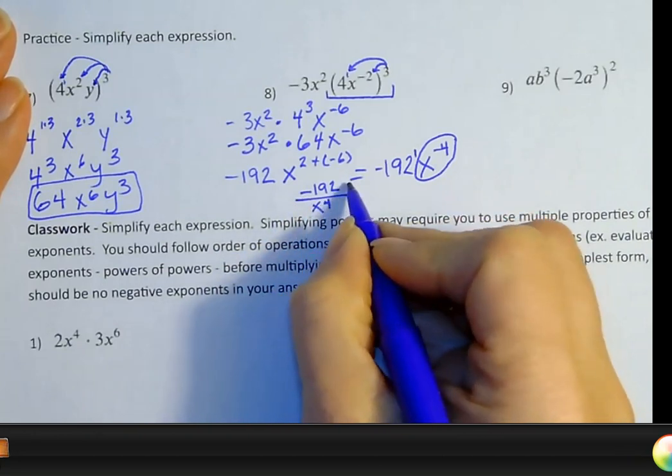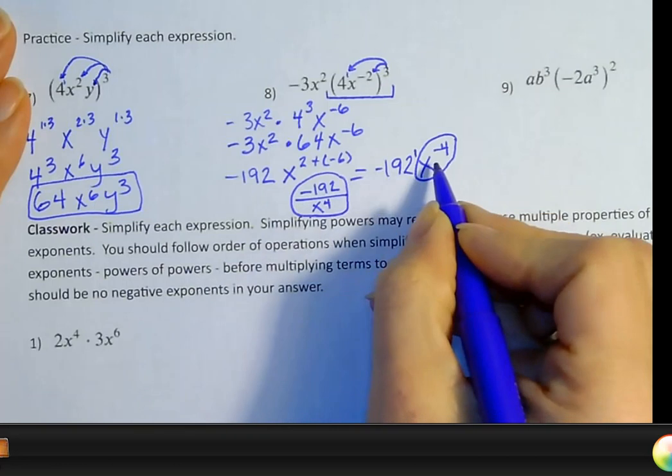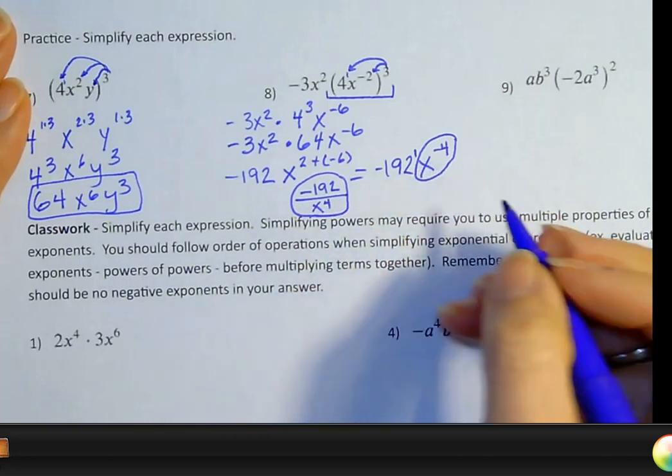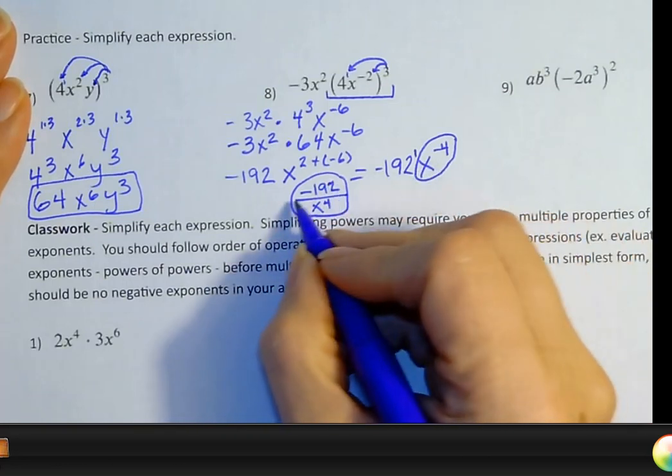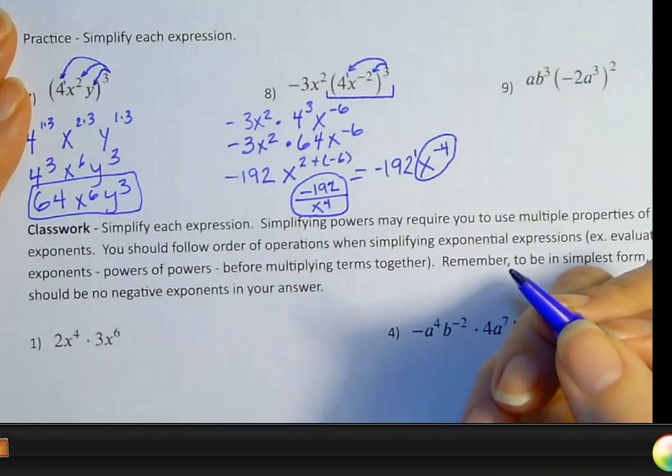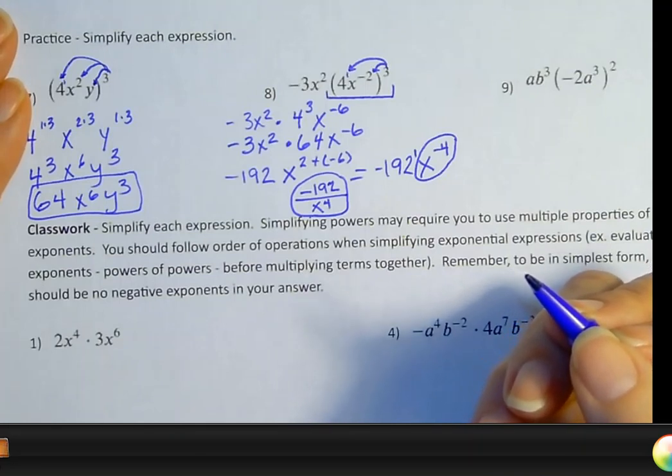The only thing I had to fix was that negative exponent, okay? Make sure you feel comfortable with that. My number can be negative and it can stay right where it is. My exponent can't be negative. That's what I need to change.